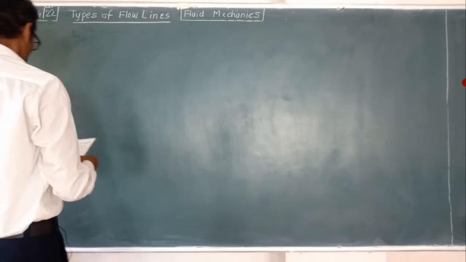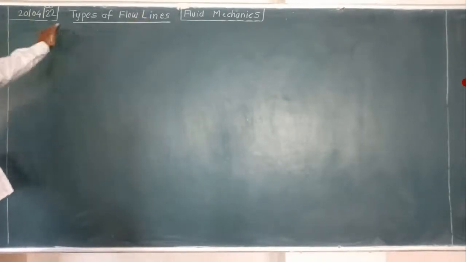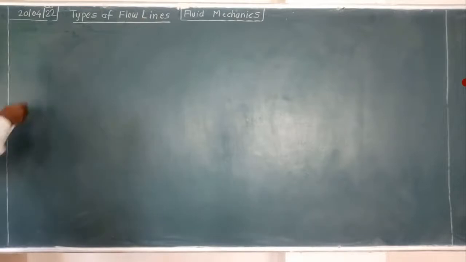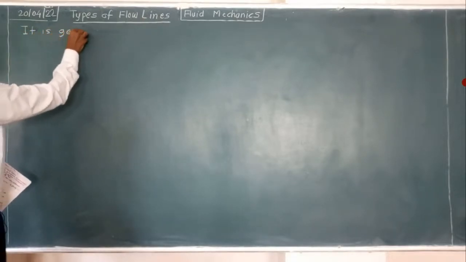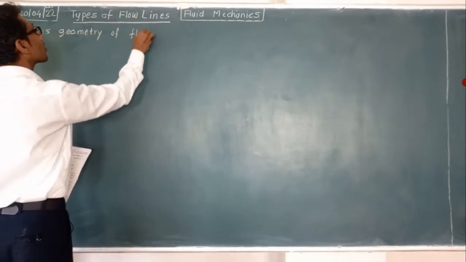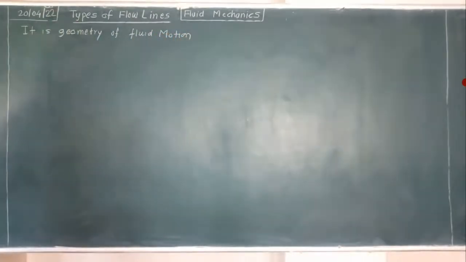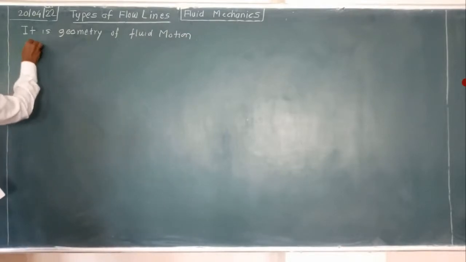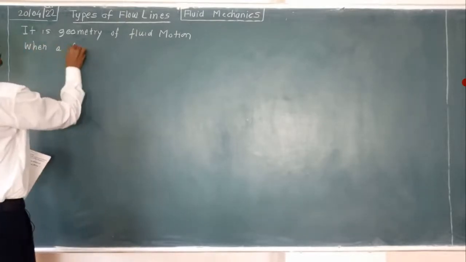So the first line is the path line. About flow lines in brief, just note that a flow line is a geometry of fluid motion. Geometry means it has some dimension, some view, a pictorial view, and it comes when a fluid is in motion.